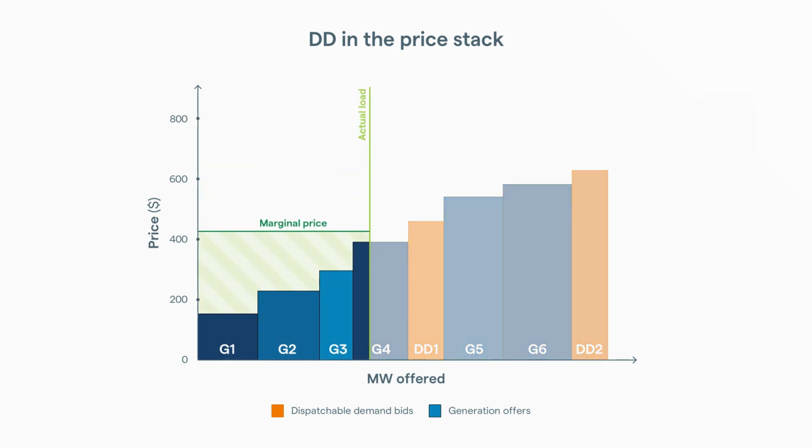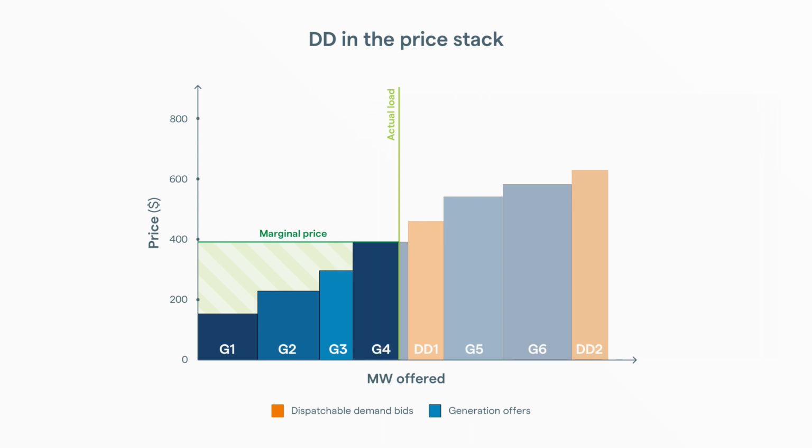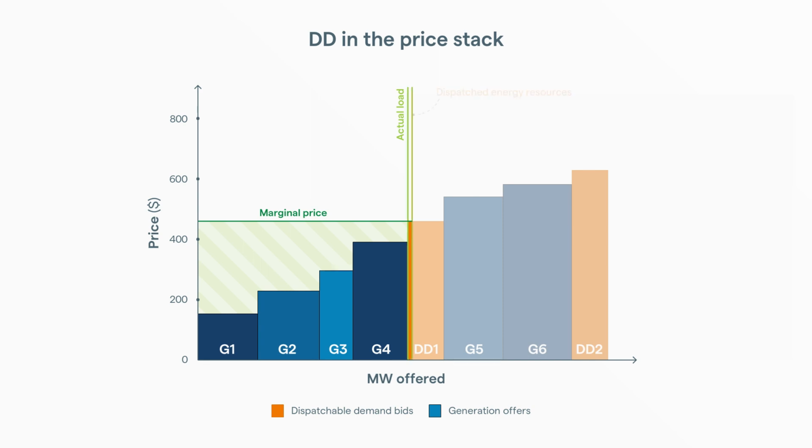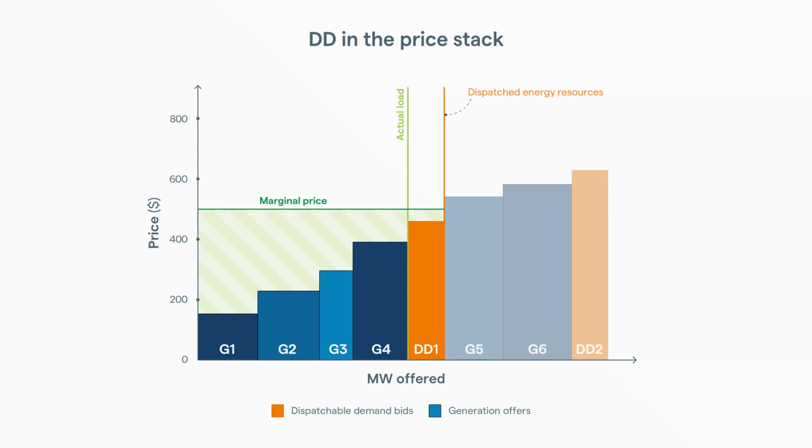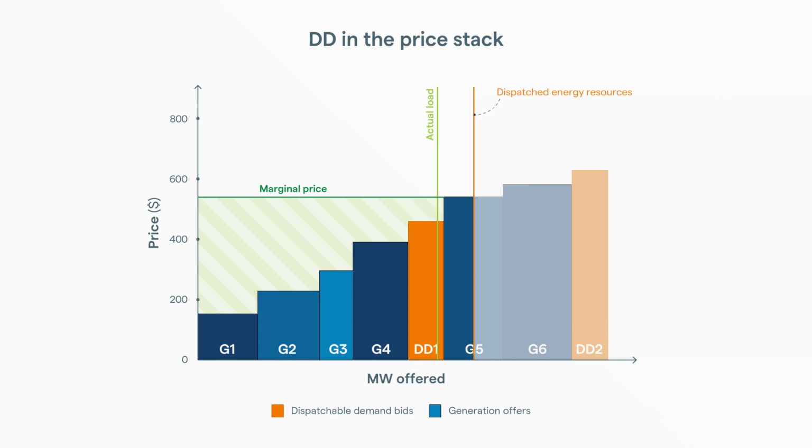The marginal price is below the first dispatchable demand bid, so the load at that DCLS has been optimized on and is part of the actual load. As load and the marginal price continue to increase, the first dispatchable demand bid price is reached. At this point, the DCLS is setting the marginal price. The load will be dispatched down. It is now part of the dispatched energy resources. If required load continues to increase above the dispatchable demand bid tranche, more generation could be dispatched on, increasing the marginal price further.